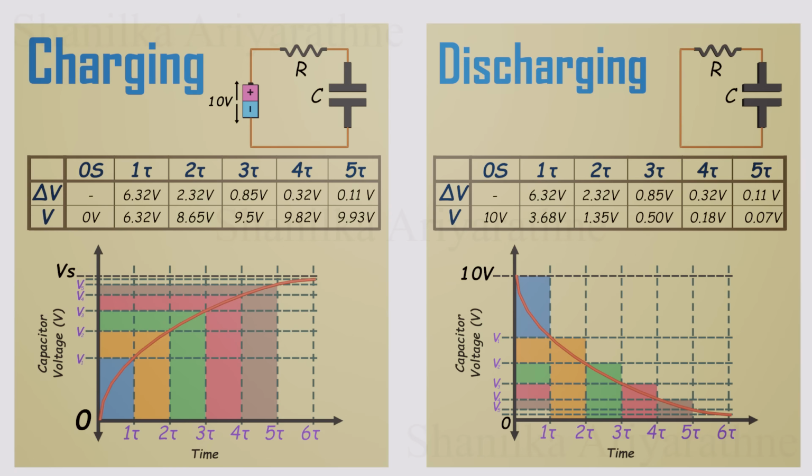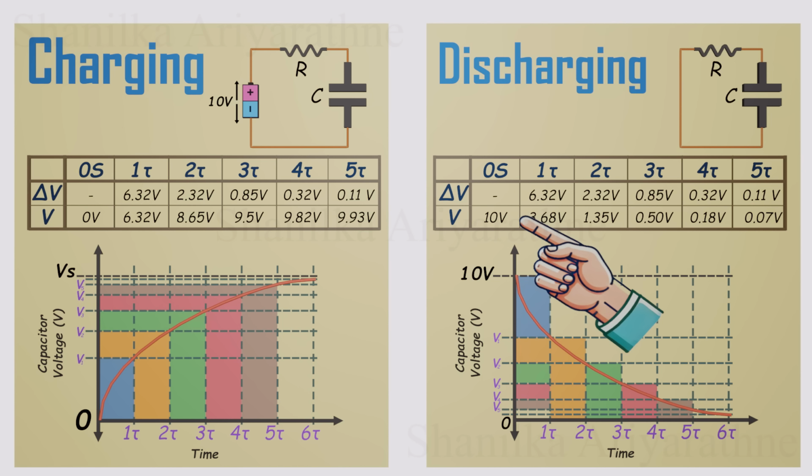Now let's compare these charging and discharging circuits. In the charging case, the capacitor starts at 0 volts and heads toward 10 volts. After 5 time constants, the voltage reaches about 9.93 volts, close to 10 volts, but not exactly there. Even if we keep calculating for more time, it gets closer and closer, but never fully hits 10 volts.